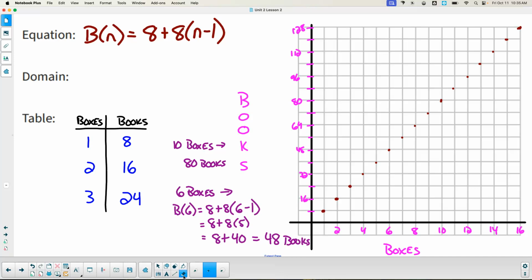Now, the domain for this function, since this is a discrete function, we're not going to draw it in because we don't get half of a box. We either get a box or we don't get a box. So since this function is discrete, the domain of this function is going to be the natural numbers. Okay? Or all of the integers greater than 1.